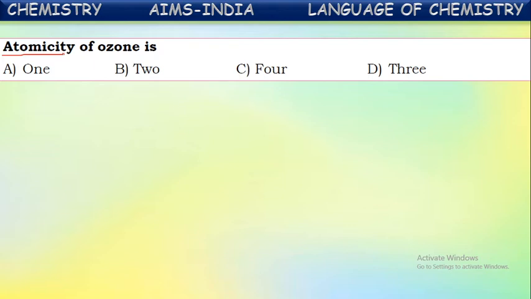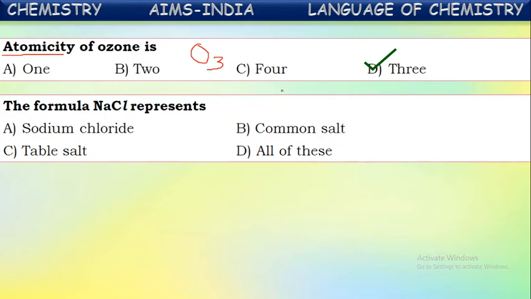Now, what kind of element is this ozone? Is it monoatomic, triatomic, or diatomic? We know the molecular formula of ozone as O3. It means there are 3 oxygen atoms in one molecule of ozone. So ozone is triatomic and its atomicity is 3. Ozone is a triatomic gas. It has 3 atoms in each molecule. So atomicity is 3. The formula NaCl represents, I told you directly the name, sodium chloride.